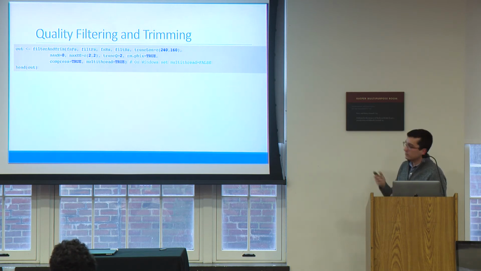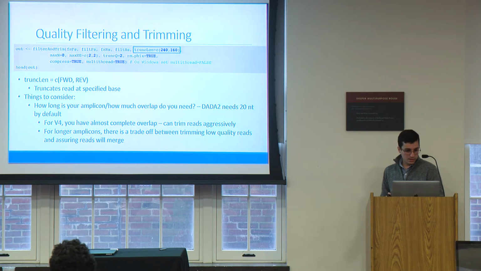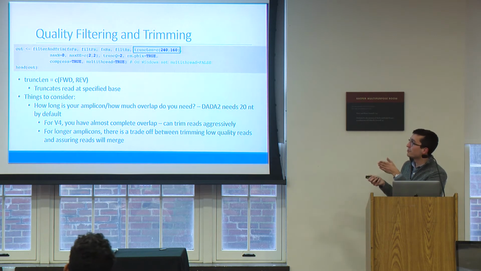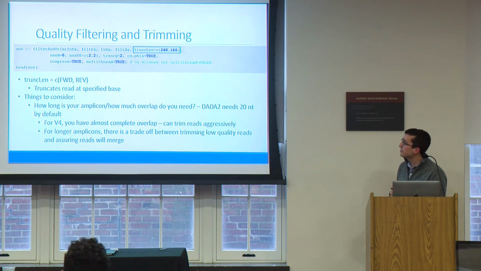The first thing is this truncation length. As I mentioned before, based on the quality scores of this data, we would want to cut the forward reads at about 240 base pairs and the reverse reads at about 160 base pairs. The structure of this argument is listed here, so the forward read is first, followed by the reverse reads.